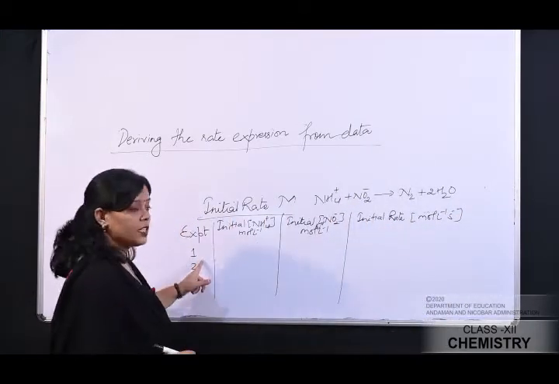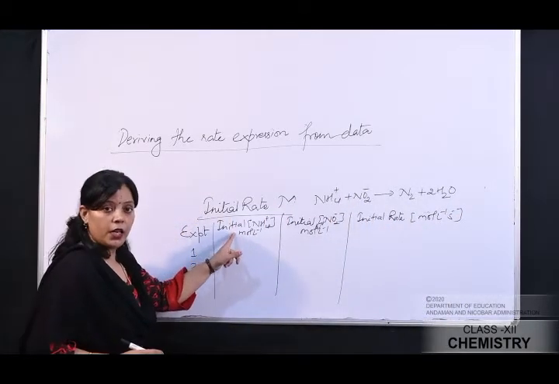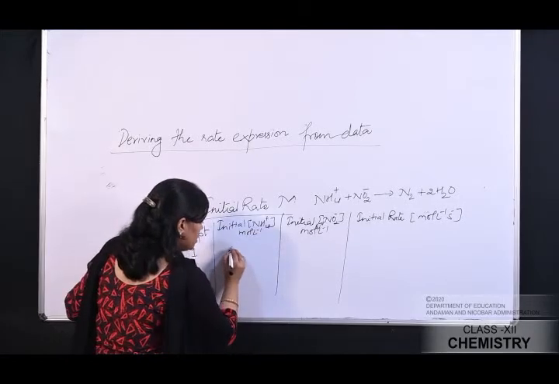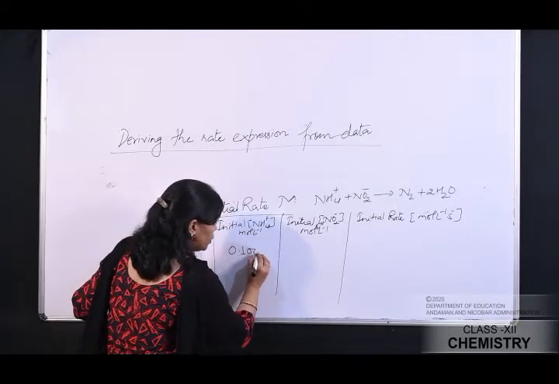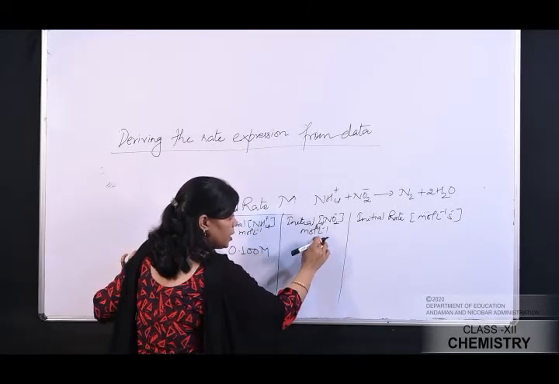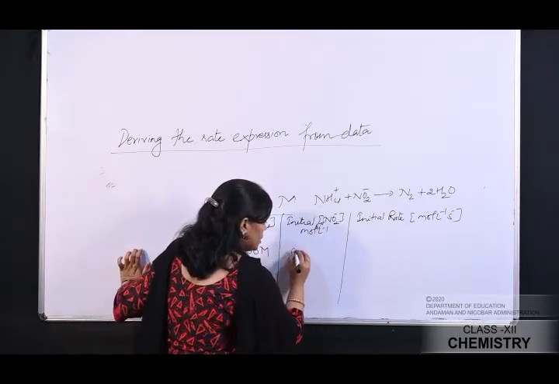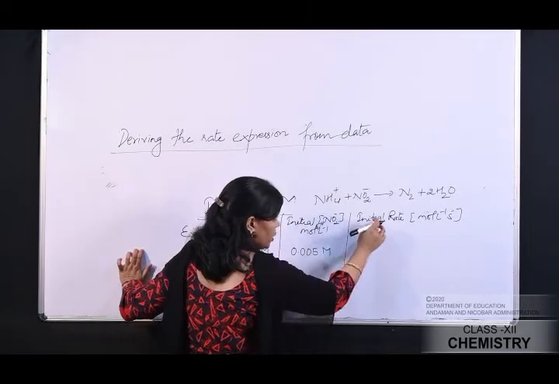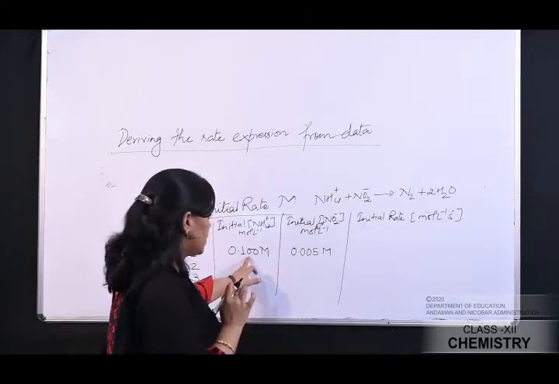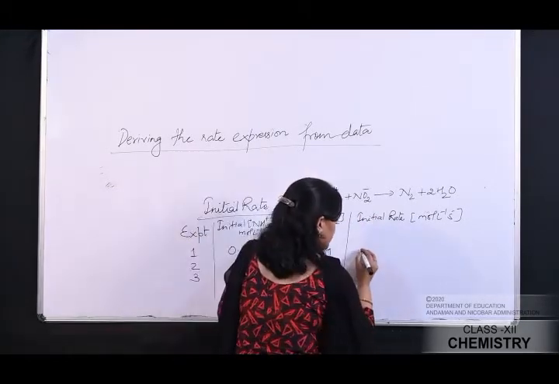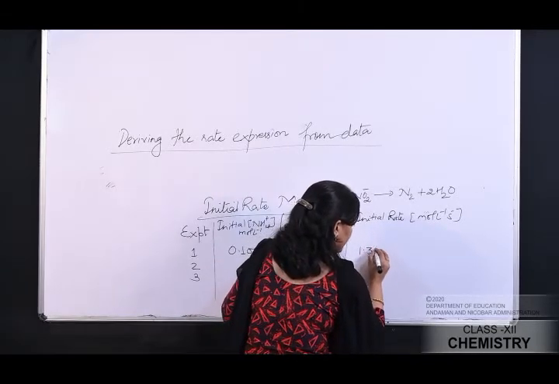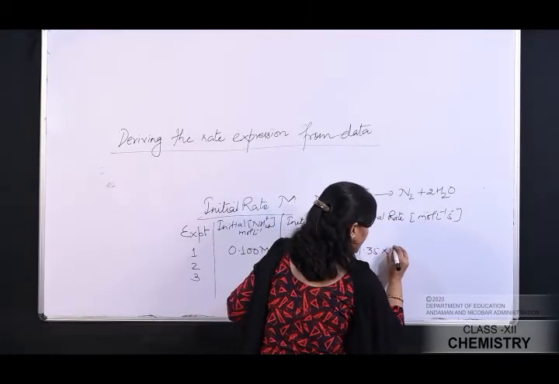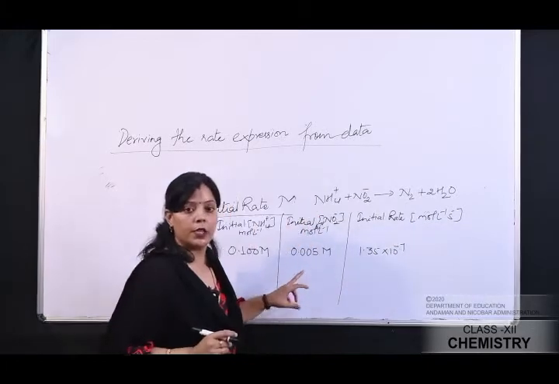Okay, in the first experiment the initial concentration of ammonium ion is 0.100 molar and the initial concentration of nitrite anion is 0.005 molar. And what is the initial rate? When the initial concentration is this and this, then the initial rate is found to be 1.35 into 10 to the power minus 7 mole per liter per second.